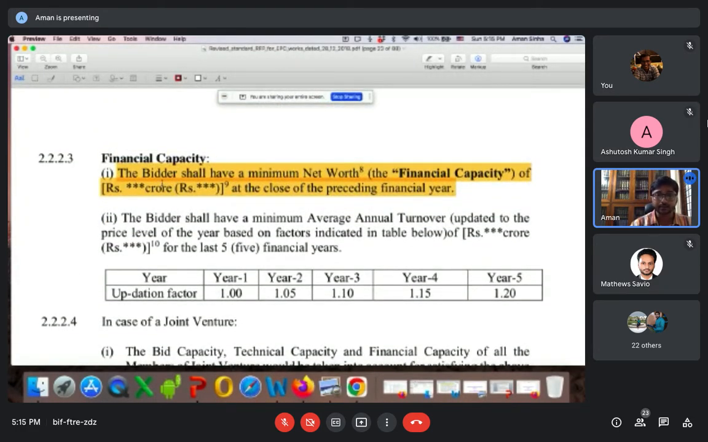The second stage, which is the financial capacity. The bidder shall have a minimum net worth. It is required because, suppose I am making a company, I should have the financial backup that I will complete the project. That is the main public policy motive, commercial motive also, that one should finish the project.